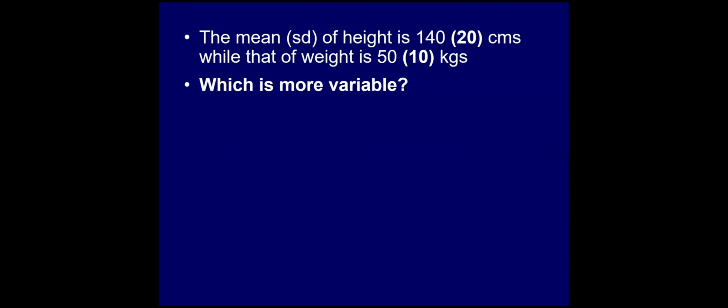The mean of the height is 140 and 20 centimeter is the standard deviation, while weight is 50 and 10 is the standard deviation. Which is more variable? Which variable has more dispersion? Can someone tell me? Look into it and tell me. Which has more dispersion? Height or weight? Which is more dispersed?